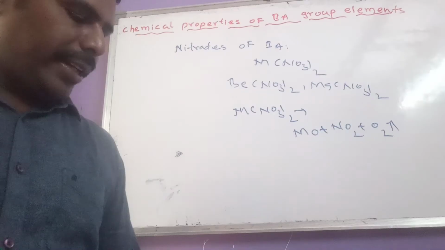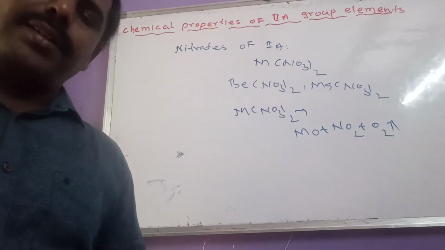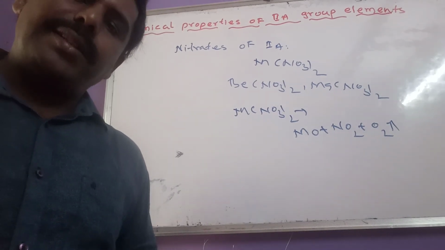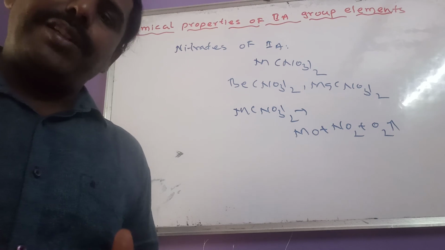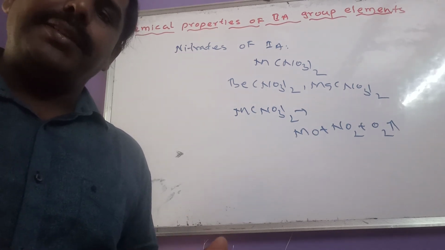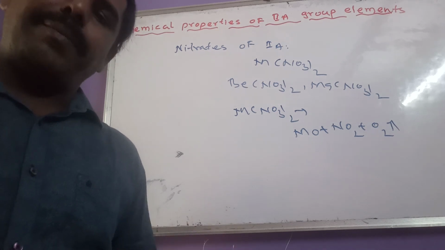Okay, these are regarding chemical properties and some compounds of second A group elements. In our next class, let us go for gypsum, plaster of Paris and cement. What is the composition of cement? Okay.